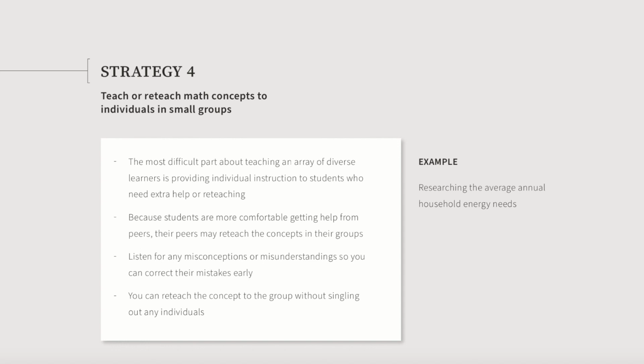Here is an example. For part of this project, students will need to research how much energy the average annual household needs. Then, students will need to extrapolate that data to determine how much sunflower oil is needed to create that much energy.